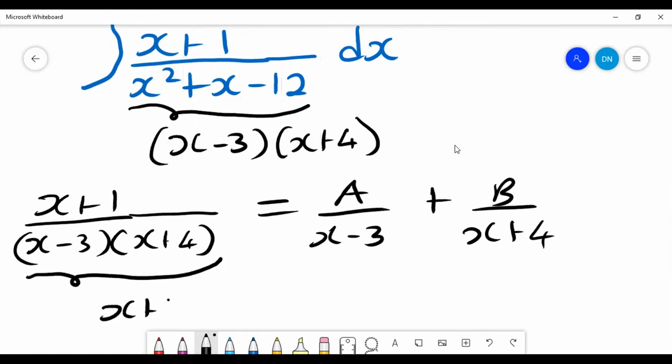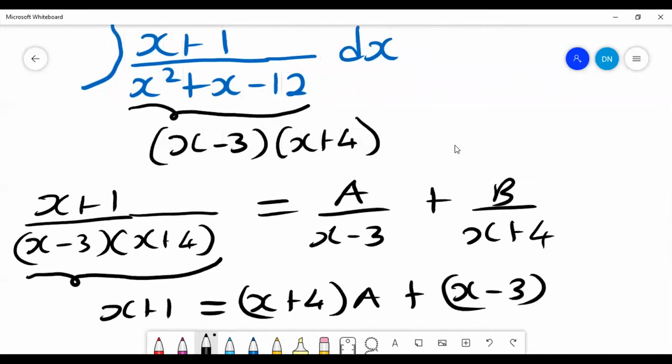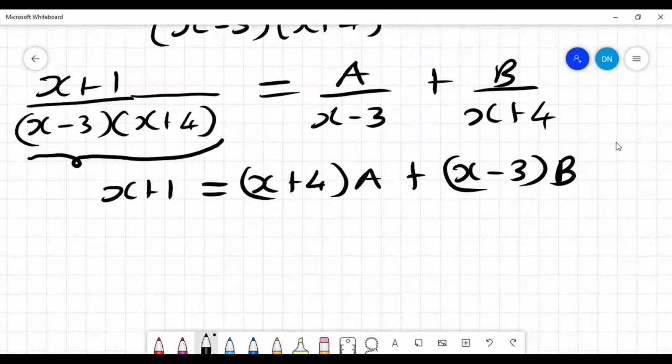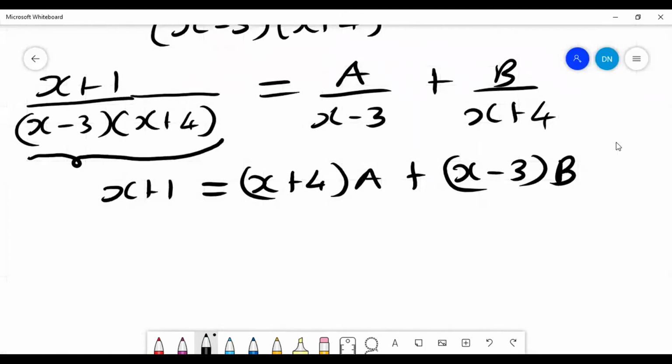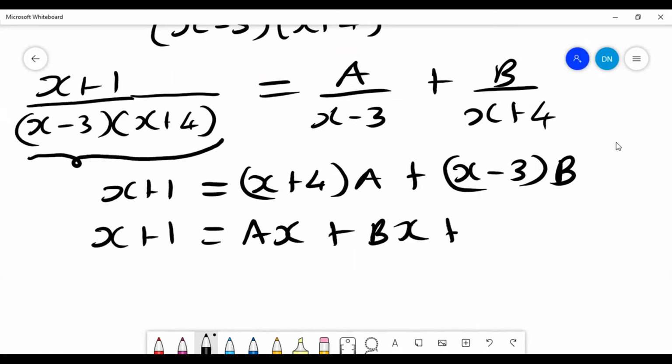So it will be x plus 1 is equal to x plus 4 a plus x minus 3 b. So that's the first step. I multiply it through with x minus 3 and then I multiply with x plus 4. And then I'll open up the brackets. So I'll have x plus 1 is equal to ax plus bx plus 4a minus 3b.